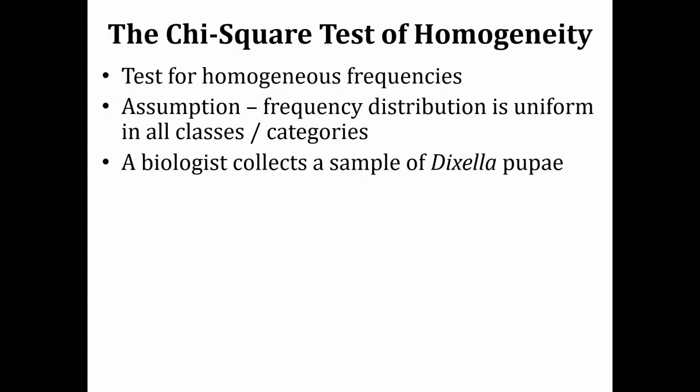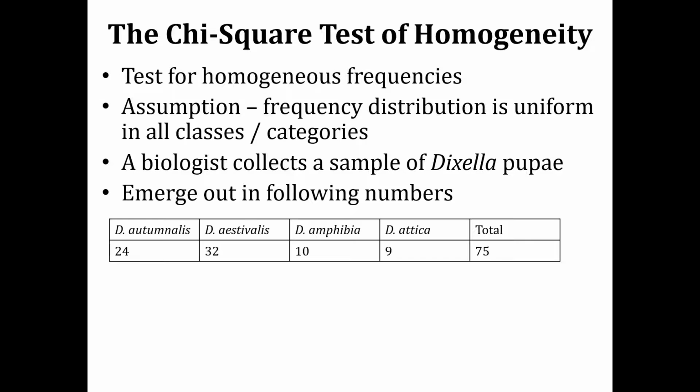They are morphologically similar to each other, and they emerge in the following numbers: Dixella autumnalis, Dixella aestivalis, Dixella amphibia, and Dixella attica. These are the 4 species of Dixella present in that pond community, and they emerge in these numbers: Dixella autumnalis 24, Dixella aestivalis 32 out of the 75 pupae, Dixella amphibia 10 out of 75 pupae, and Dixella attica 9 out of 75 pupae. So this is their frequency distribution.